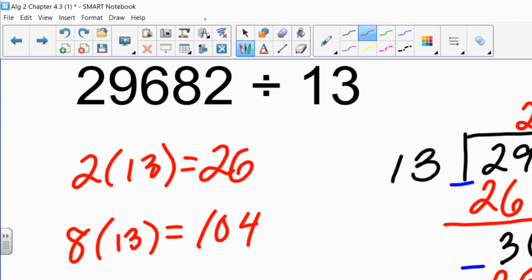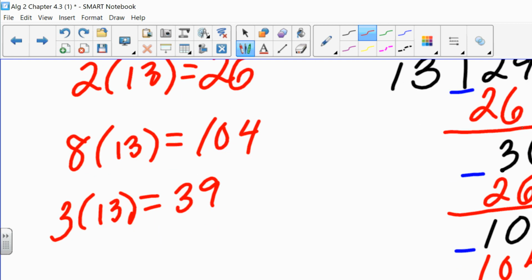And what times 13 gets closest? 3. So we'll do 3 times 13, which will be 39. And we would subtract, telling us that we have a remainder of 3.